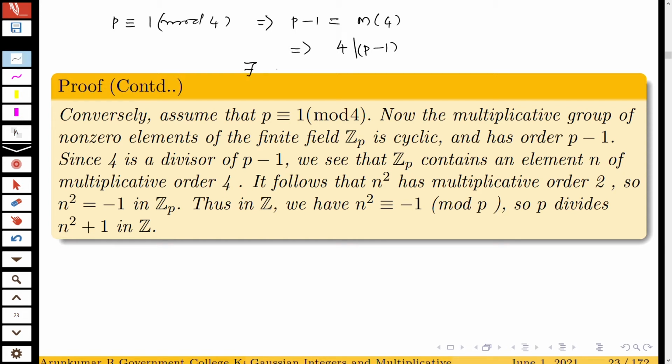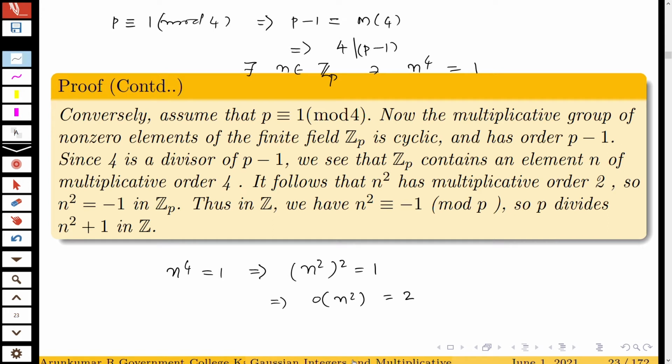which means there exists an n in F_p such that n raised to 4 is 1. 4 is the order of n. So n raised to 4 is 1 implies n square the whole square is 1. So this implies the order of n square is 2. So it follows that n square has multiplicative order 2.